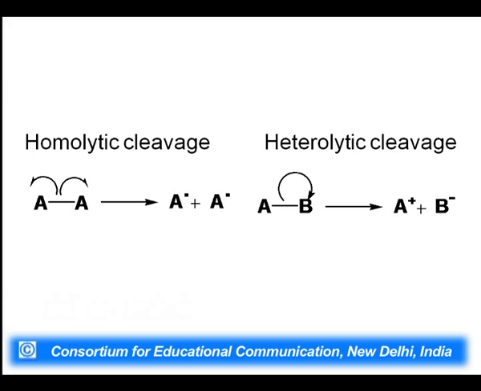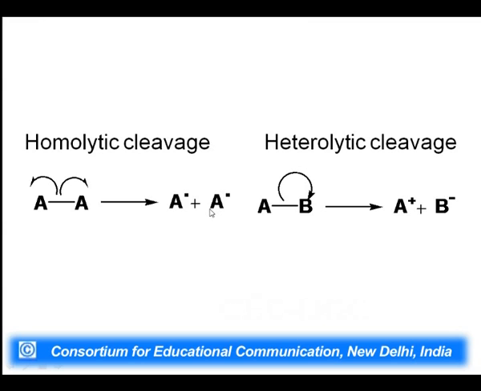We talked about homolytic cleavage and heterolytic cleavage. Whenever we are talking about reaction mechanisms, we should understand again what homolytic cleavage is. Homolytic cleavage is the breaking of a single bond into two equal parts, where one electron is taken away by each species. They may be the same or they may be different.